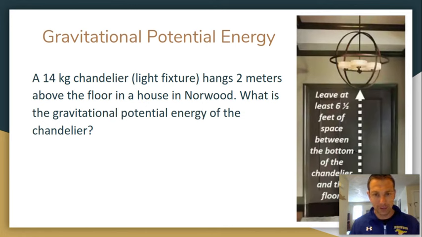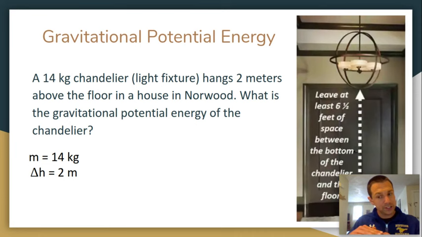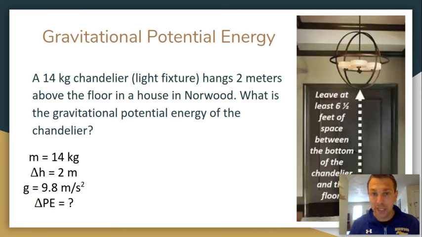Well, we've got to start out by identifying what we know. The mass of the chandelier is 14 kilograms, and that's already in SI units, which is great. The height of the chandelier, or delta h, because it's above the ground, there's a change in the height, is 2 meters. Notice I use 2 meters instead of the 6.5 feet, as this picture says, because 2 meters is the SI unit. Lastly, we know that Norwood is on Earth, and therefore the gravitational acceleration is 9.8 meters per second squared, as it is everywhere on Earth. We are looking for the gravitational potential energy of the chandelier, so I'm going to write delta PE equals question mark.